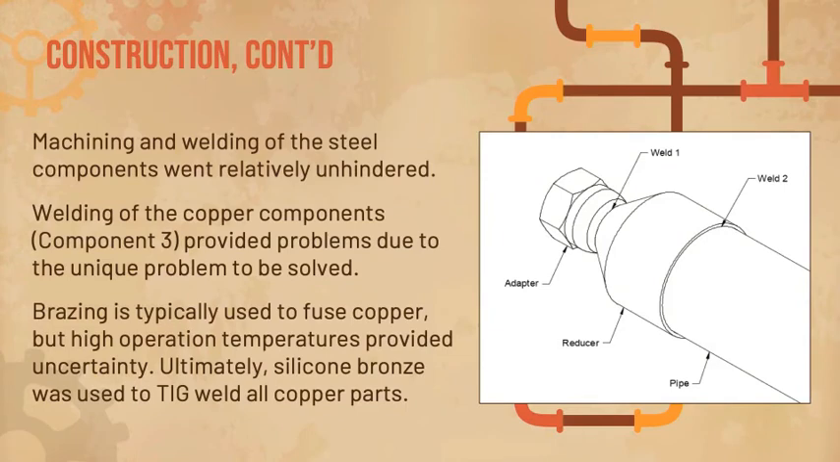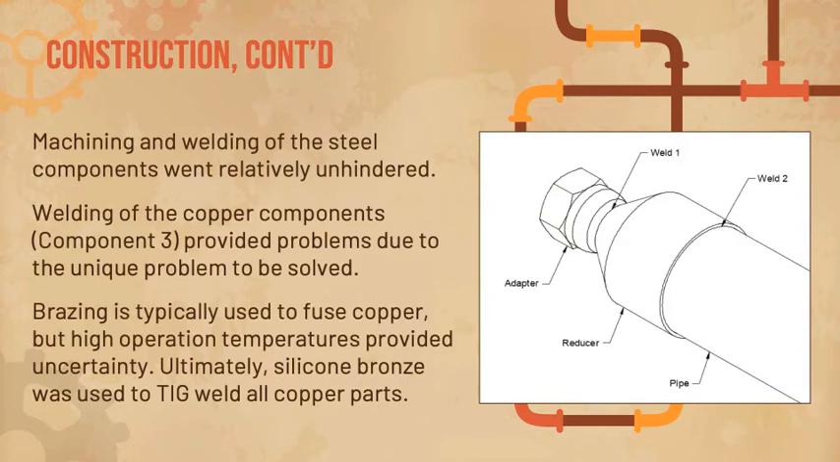Machining and welding of the steel components went relatively unhindered. Welding of the copper components, however, provided problems due to the unique geometry of the issue. While brazing is typically used to fuse copper pieces together, high operation temperatures provided uncertainty as to the effectiveness of this method.